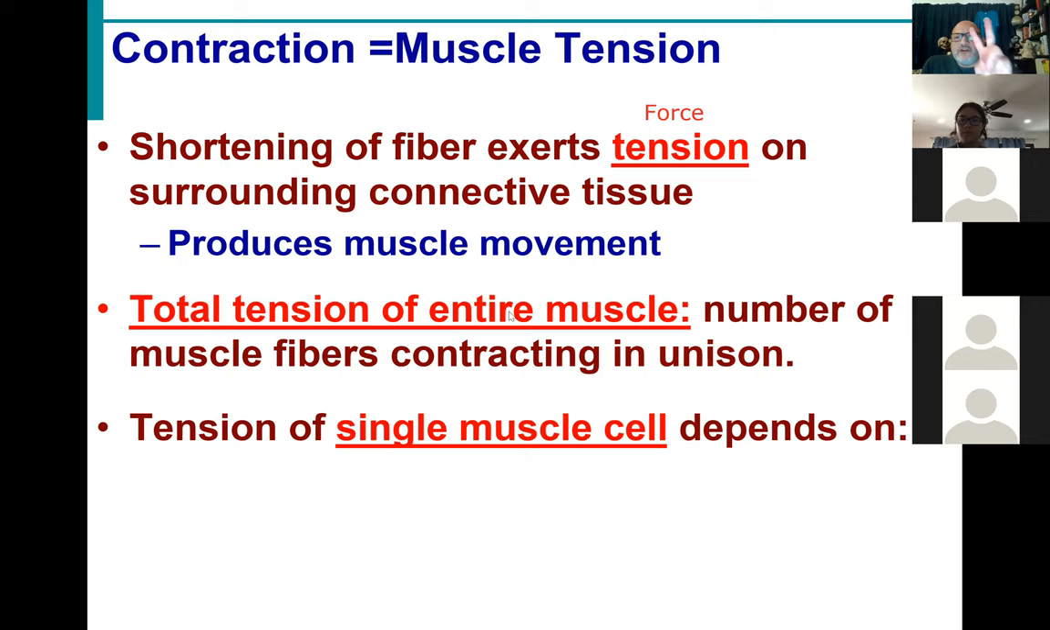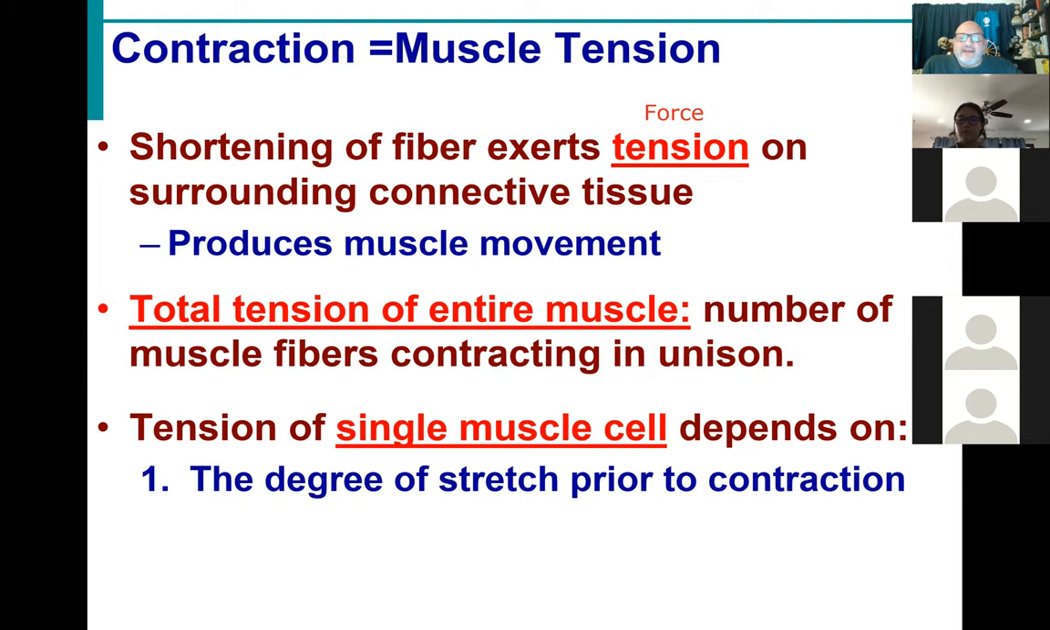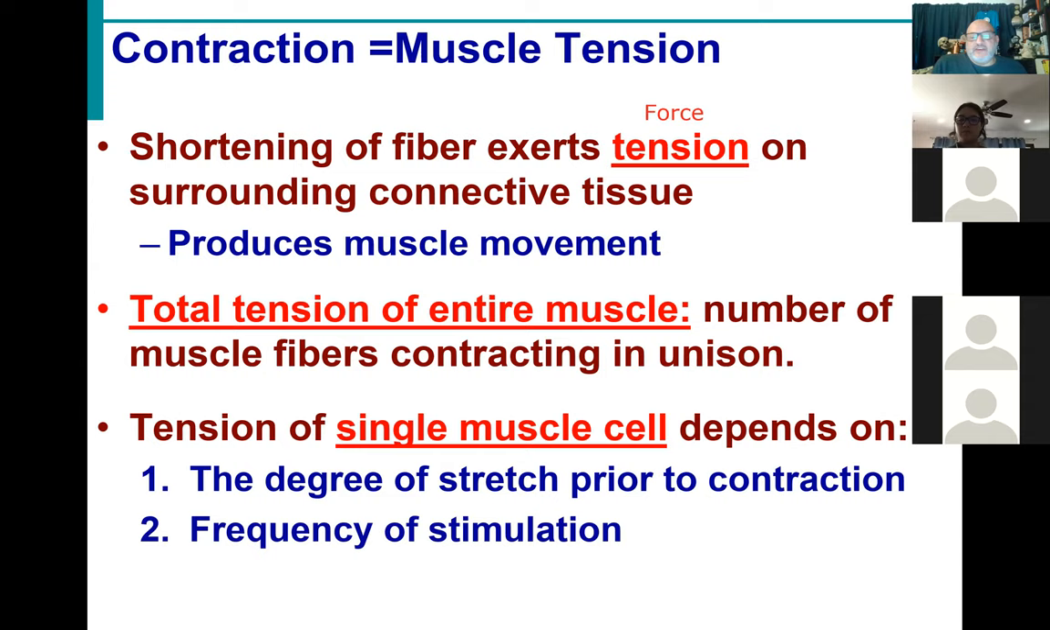And there are two primary ways we can do that. One is by the length of the muscle cell at the beginning of the contraction. And the second way we can change how much tension a muscle cell produces is by the frequency of the stimulation. How many neural action potentials we send it. Let's see how this works. And we will start easy by talking about the stretch of the muscle cell first.